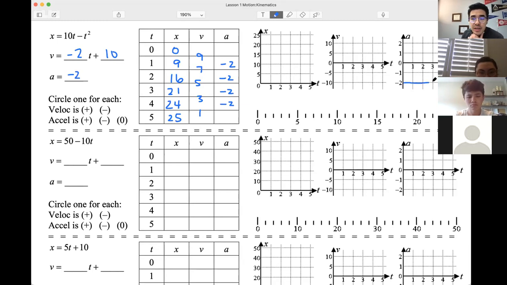So we draw this straight line here. We draw the straight line here. And then we draw something that looks like a parabola there. So in this case, velocity is positive and acceleration is negative.